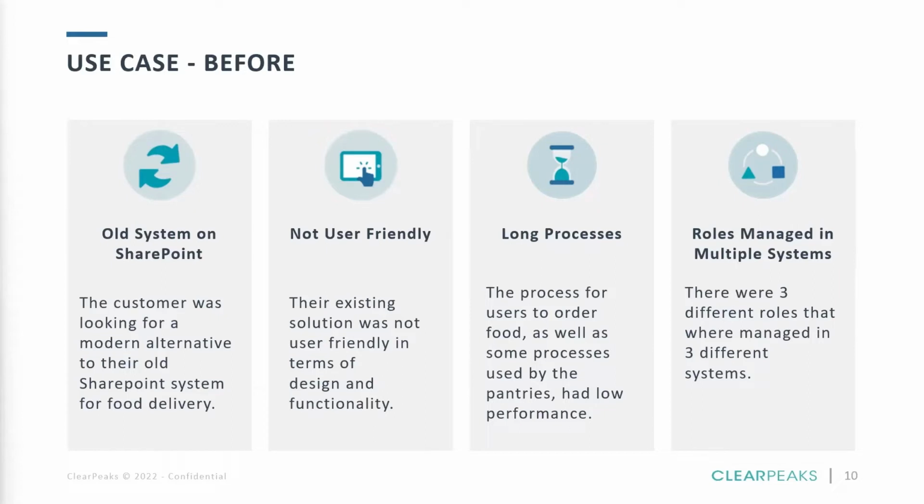Also, the processes for ordering food or managing the food request were very long, having really low performance. So they needed a highly customizable tool in order to design processes with higher performance. Finally, they have 3 roles in the food delivery system, and they were managed in 3 different applications. For them, it was important to manage all of them from one same app. And now my colleague Enrique is going to give you more details about these roles and how they manage this one same app.